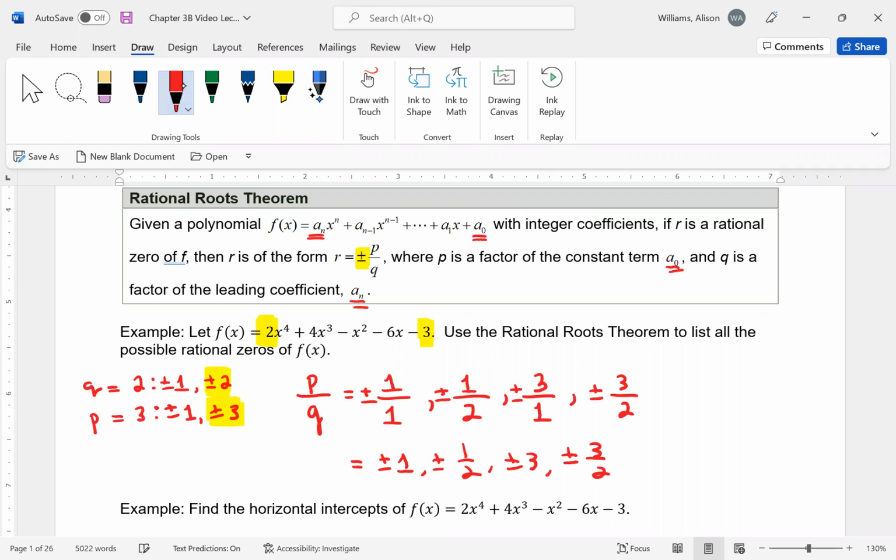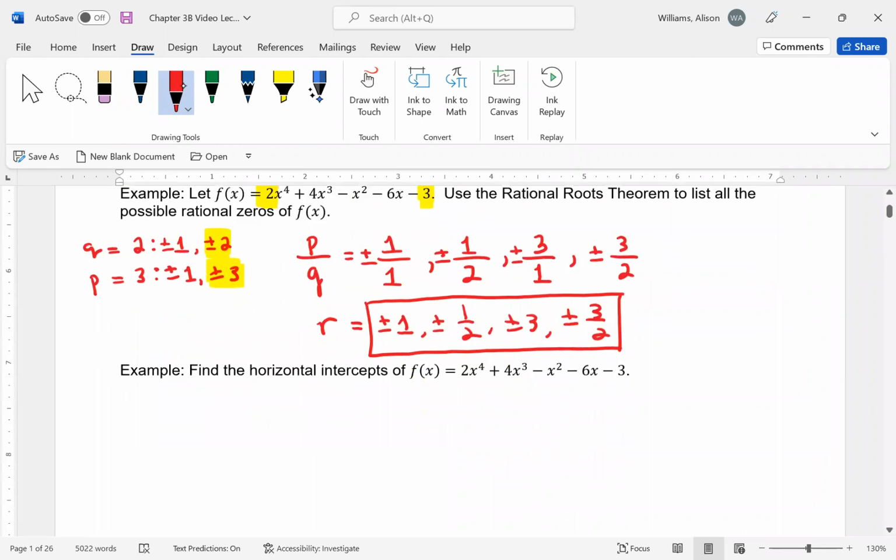And as you can see, what we have discovered now are possible rational numbers, which they called R in the theorem, that could be the zeros, and some of them are fractions. And it gives us a place to start when we're trying to figure out which numbers we're interested in as possible zeros to the functions we're looking at. Okay, so let's do this in practice now. Let's find the horizontal intercepts for this function.